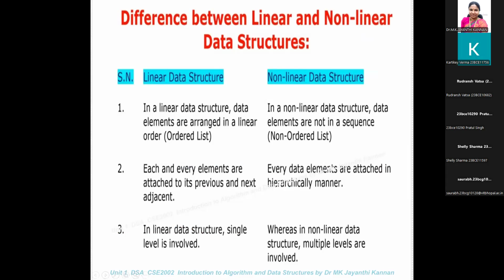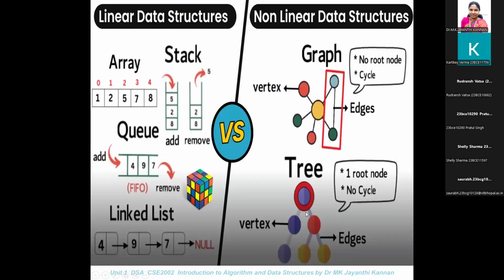In a linear data structure, a single level is involved. But in a non-linear data structure, data elements are attached in a hierarchical manner, and multiple levels are involved. We already saw examples of linear and non-linear data structures. Linear data structure means array: a linear sequence of continuous memory locations from index 0. If it is a stack, it is represented vertically. We push the elements and pop the last element. Last in, first out. Add and remove, or push and pop.